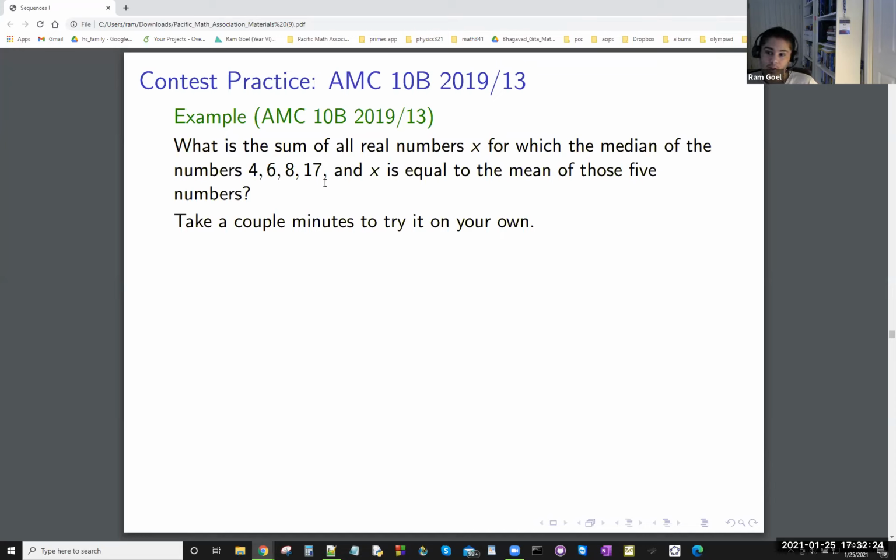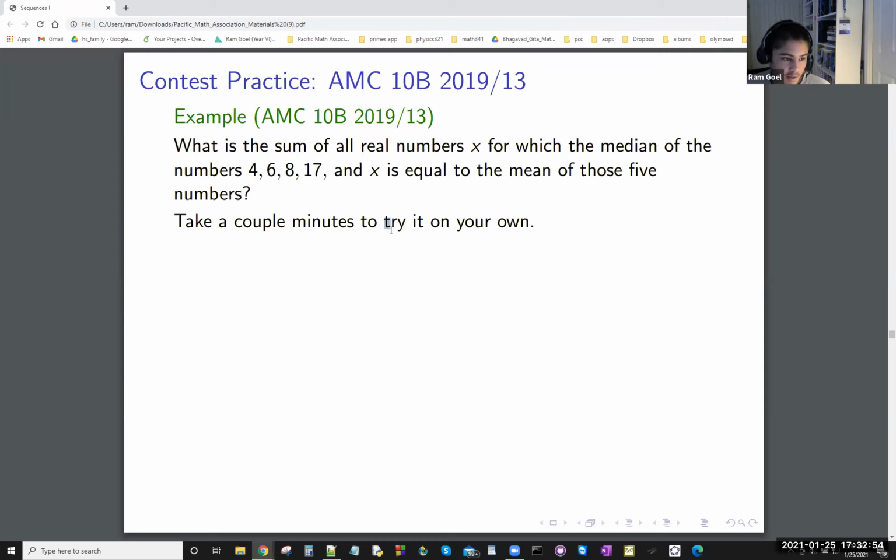The point is that the position of x relative to these numbers affects what the median can actually be. So we have to make cases. Think about putting 4, 6, 8, 17 as blocks on the number line, as red marks. We have to see where x lies in between the red marks or on either side of them to find what the median is.